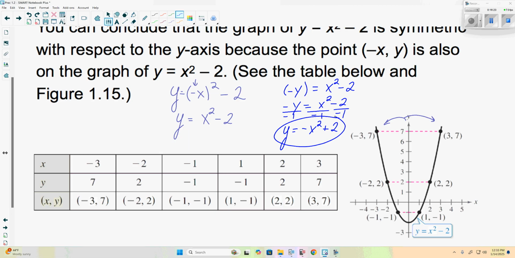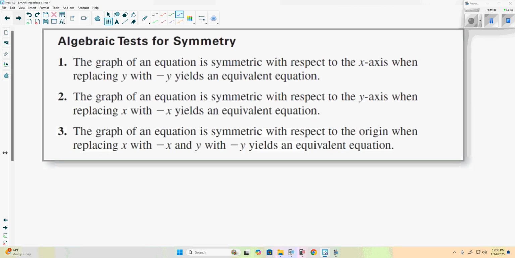If it's going to be symmetric with respect to the origin, if we plug negative x and negative y in, we should get the same equation. Let's look at another example of this. Or this is essentially what it is. The graph of an equation is symmetric to the x-axis when you replace y with negative y and yield an equivalent equation. The graph is symmetric with respect to y if you can replace x with negative x and get back to where we started. And it's symmetric with respect to the origin if you can replace x with negative x and y with negative y and get the starting equation back.